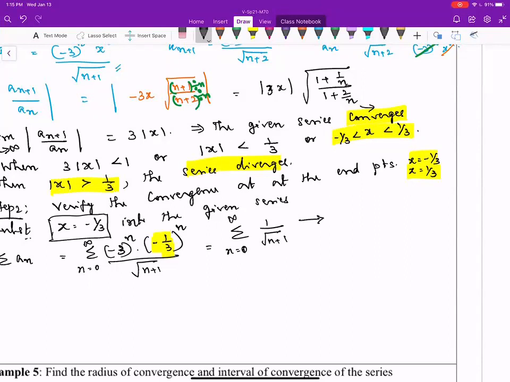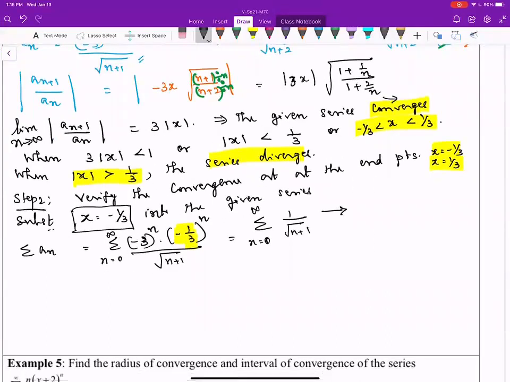So what type of series is that? Is it convergent or divergent? It looks like a p-series with p equal to 1/2. So we can use the limit comparison test.